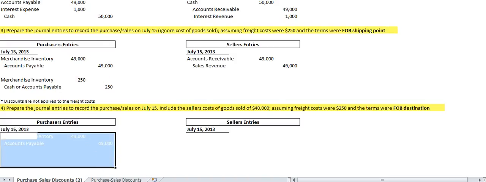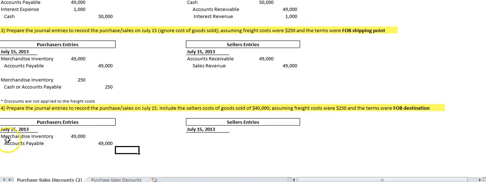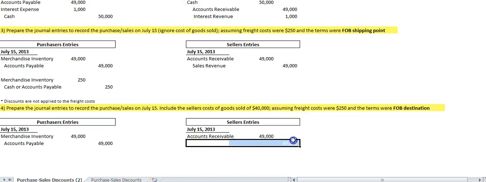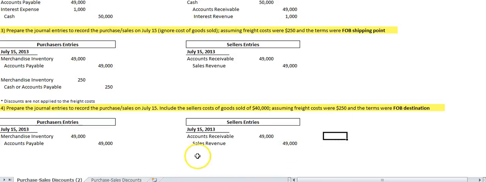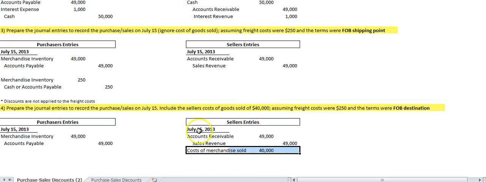And let's go ahead and see. So yeah, for sure. Merchandise inventory, $49,000. Accounts payable, $49,000, and they don't have to worry about the freight. Okay, so what happens when the seller has to pay the freight? Well, we're going to have very similar entries here. We're going to have $49,000 as an accounts receivable, right? We're going to have sales revenue of $49,000, and then in this case, I'm going to show you the full journal entry, including the cost of goods sold, right? And cost of goods sold, they told me it was $40,000, as you can see up here. So cost of goods sold is an expense.